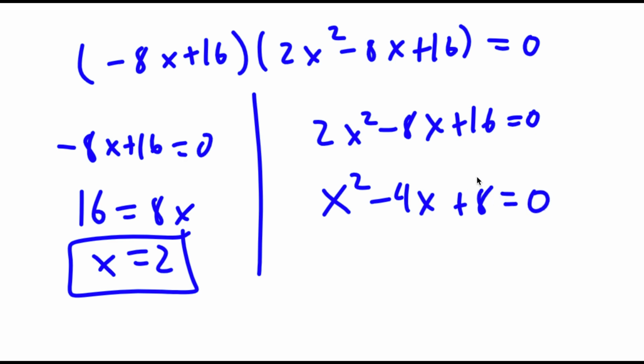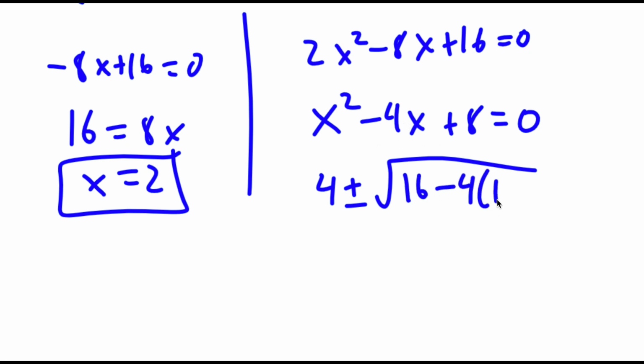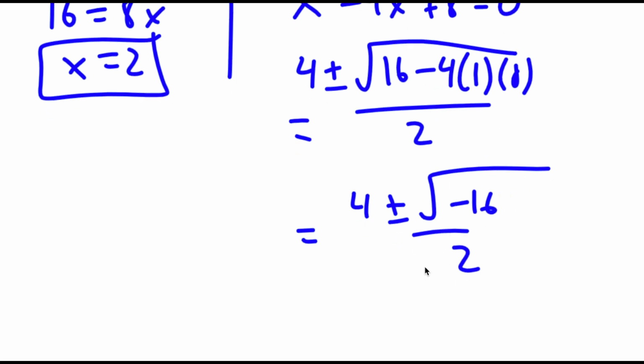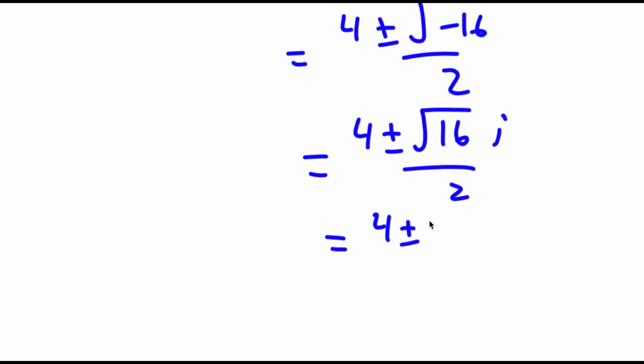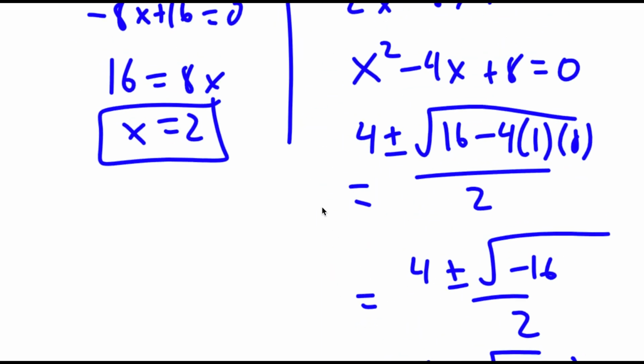And now to solve this, I'm going to use the quadratic formula, which is negative b. So negative of negative 4, which is positive 4, plus or minus the square root of b squared. So negative 4 squared, which is 16, minus 4 times a, which is 1, times c, which is 8, all over 2a, so 2. And this is equal to 4 plus or minus the square root of 16 minus 32, which is negative 16, over 2, which is equal to 4 plus or minus the square root of 16i over 2, which is equal to 4 plus or minus 4i over 2, which is equal to 2 plus or minus 2i. So these are my three solutions.